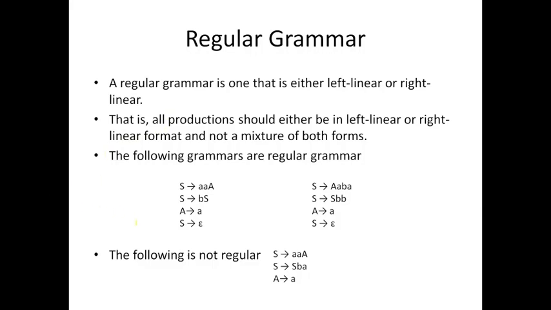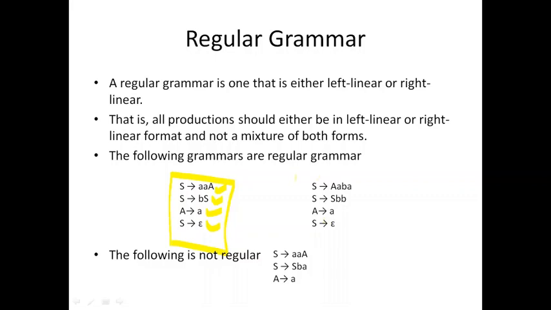If you look at these two sets of productions, you see that this is again a regular grammar because all the productions are in right linear form. Here, if there is a non-terminal on the right hand side, it will appear as the rightmost. Here A is appearing as the rightmost symbol, here capital S is appearing as the rightmost symbol, and here there are no non-terminals.